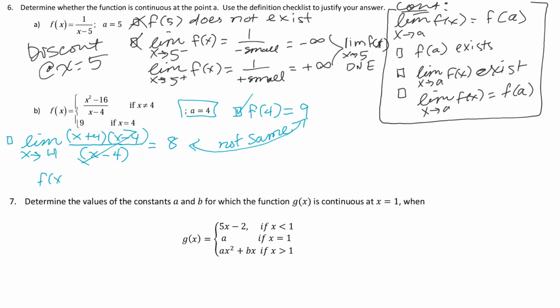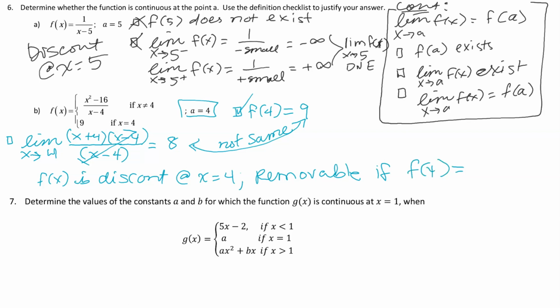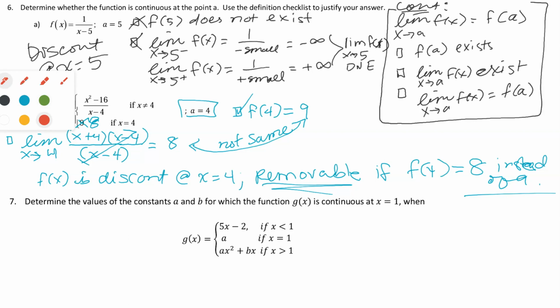So the f of x is discontinuous at x equals 4. However, it is a removable discontinuity if we defined f of 4 to be 8 instead of 9. Okay, meaning this right here, if we just make it 8, then our function will be continuous, and that's what it means to be removable. Okay, so that is number 6. Now let's move on to number 7.